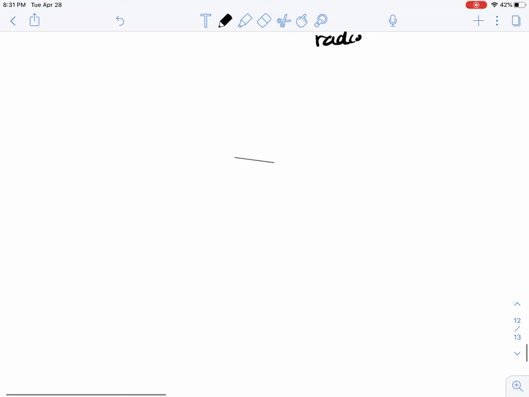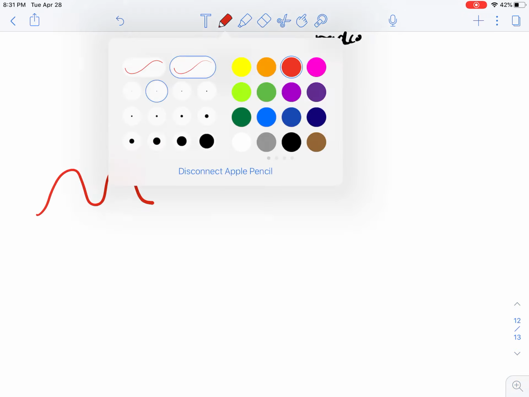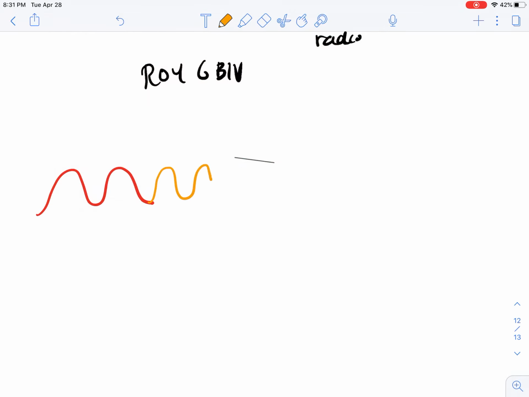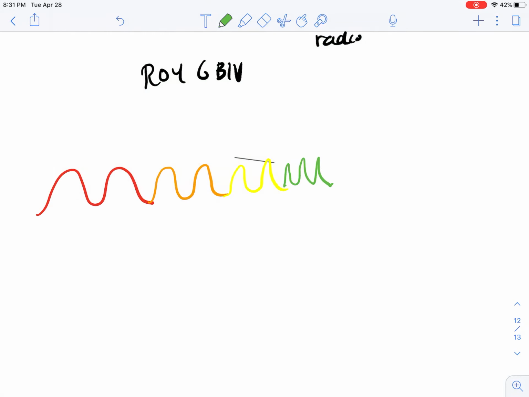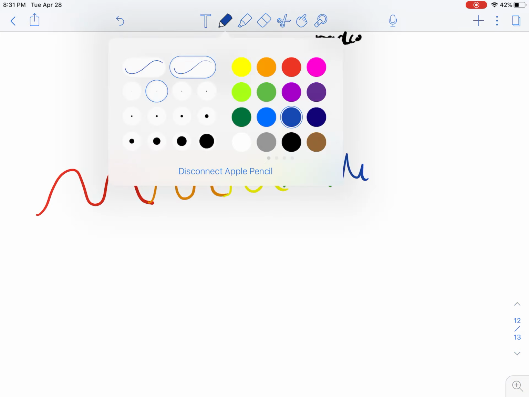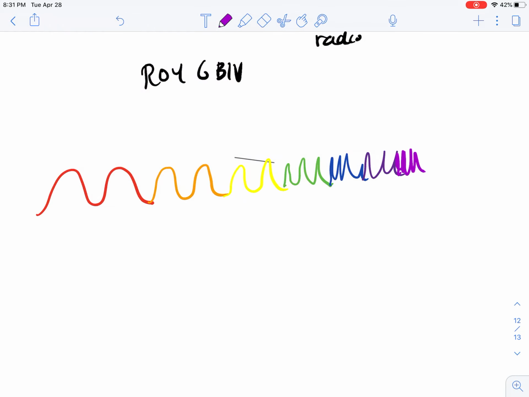So when you deal with visible light rays, you're dealing with what we call ROYGBIV. You're dealing with red wavelengths, and then they go from red to orange, from orange to yellow, from yellow to green, from green to blue, from blue to indigo, and then indigo to violet.